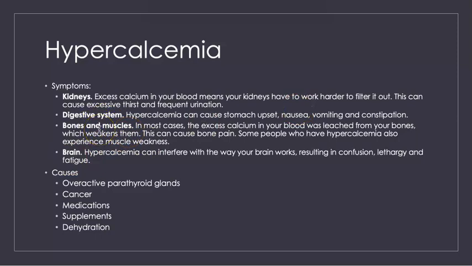Excess calcium, oftentimes if you have too much calcium in your blood, it's because you're losing it from your bones. And that obviously is a real problem. It can lead to osteoporosis. It can also cause some muscle weakness, again, due to an imbalance in the concentration gradient. It can also interfere with the neurons in the brain. Again, anytime you do that, it can cause confusion, like muddied thinking, fatigue. Things that would cause hypercalcemia: overactive parathyroid glands, cancer, certain medications, too many supplements, or simply dehydration.